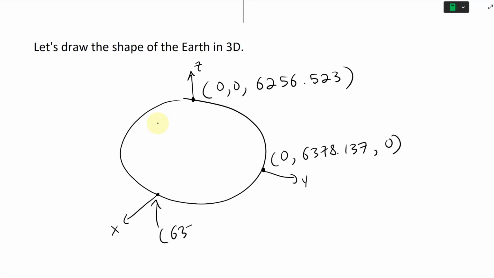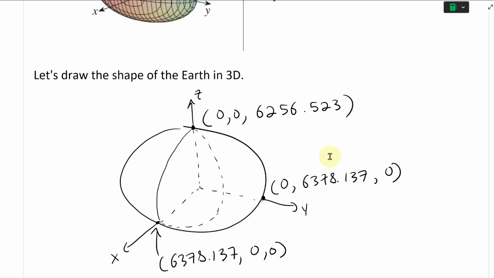So 6378.137, and then 0, and then 0, like that. And then if you trace this around, it's just going to be like that, dot, dot, dot, go all the way across, like this, and so on. And then this is going down like this to the center of the Earth. That's the origin. So it looks something like that. Yeah, so that's how the Earth looks like.